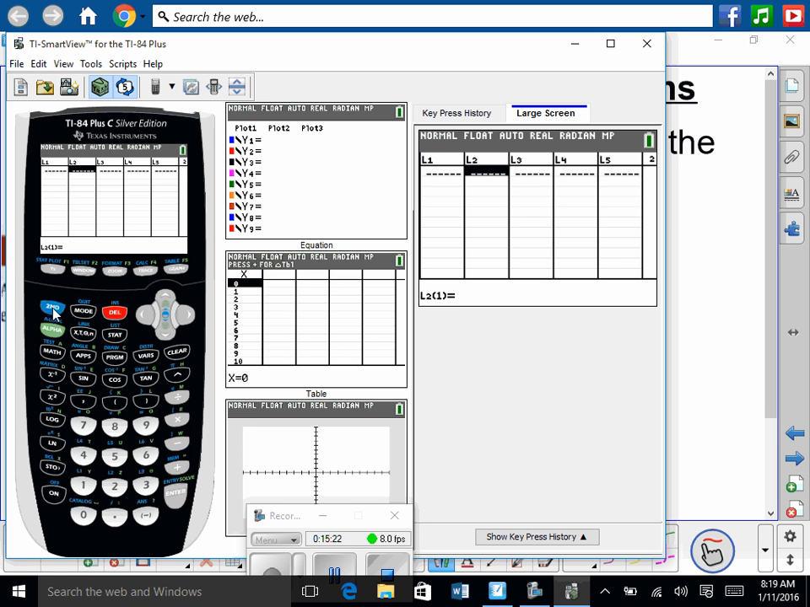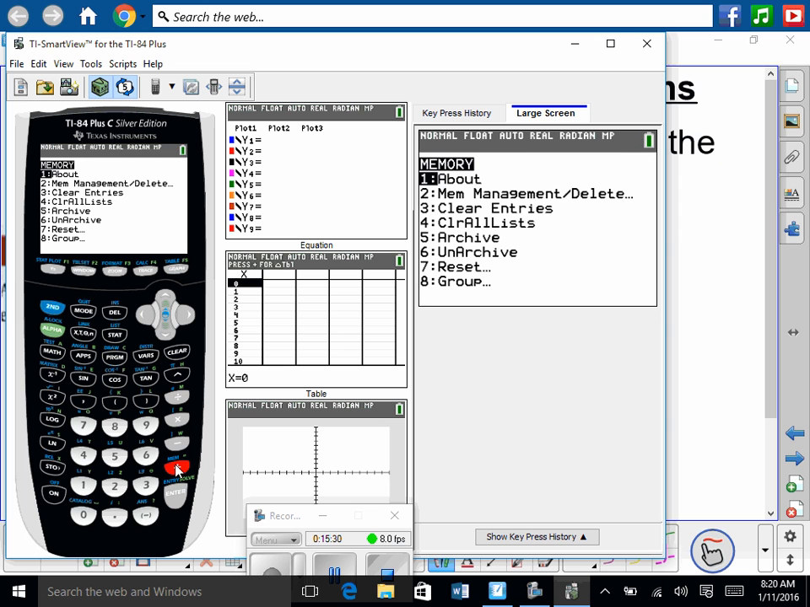You have to hit the second key, and then the plus sign, because see how it says MEM? MEM means memory. So second, plus sign. Did everybody do that? Let's all reset our calculators right now. Now I go down to number 7, which says reset. Did everybody follow me? Second, plus sign, down to reset.